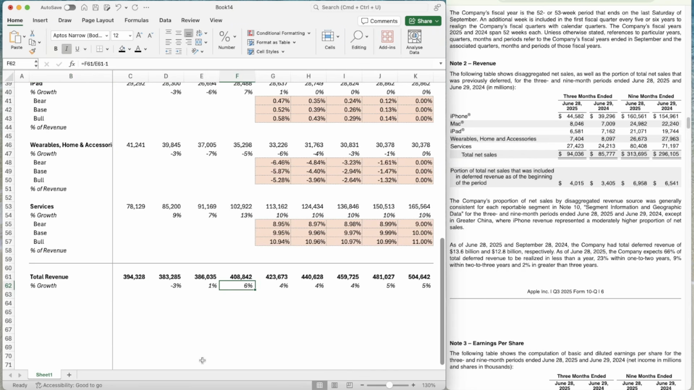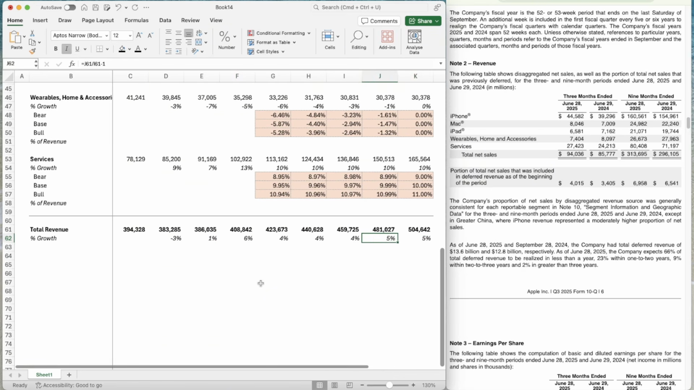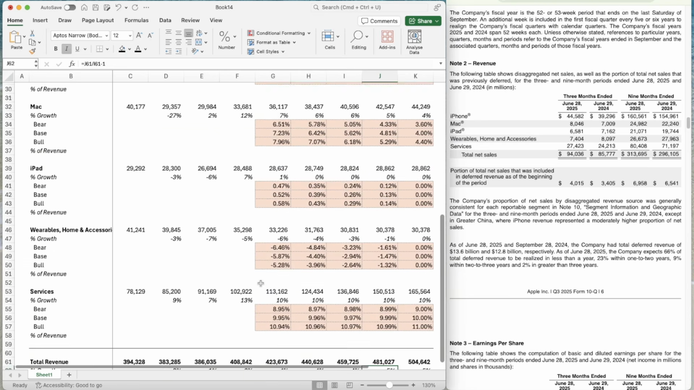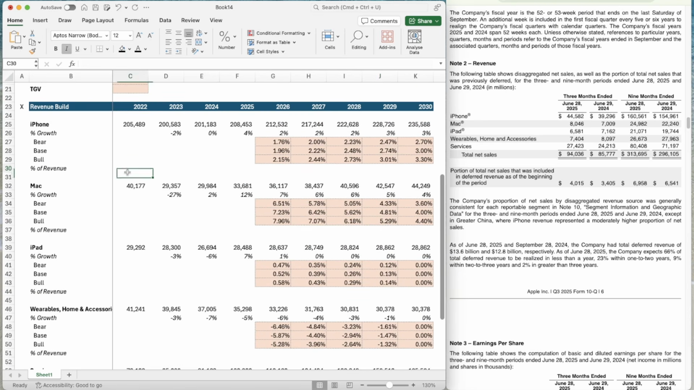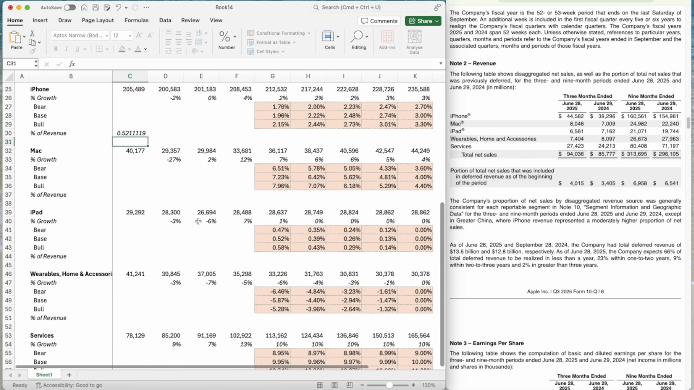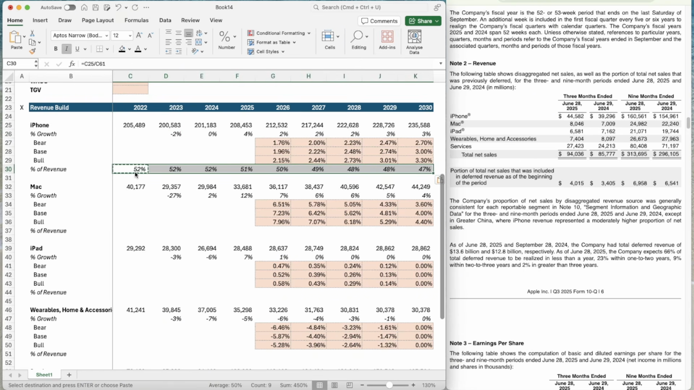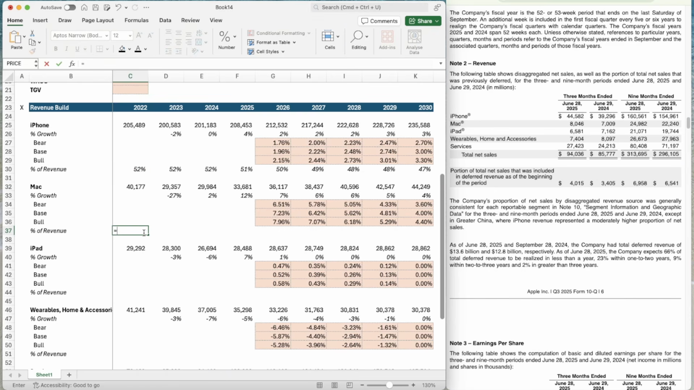Okay. Yeah, that looks good. So we're saying that over the next few years, it will start trending towards a 5% growth rate in revenue. Yeah, of course, let's work out what our percentage of revenue is. Format. So yeah, iPhone's about 50% of sales.